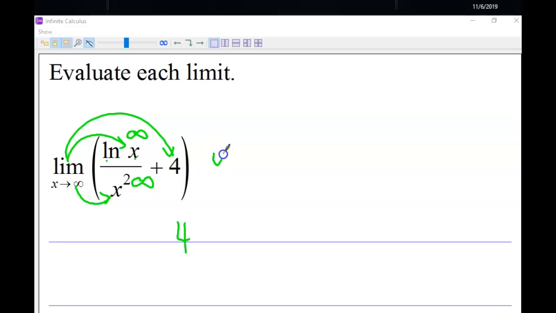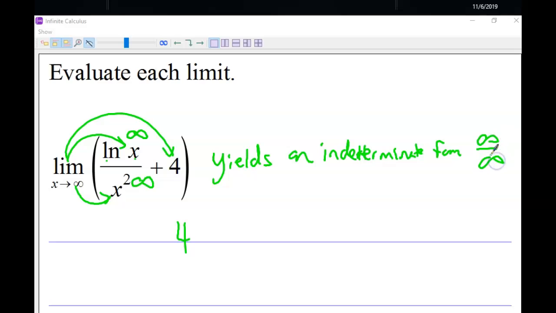So this yields an indeterminate form. And the indeterminate form we're looking at is infinity over infinity. So guess what we do now? We do L'Hopital's rule. Okay? So let's go ahead and apply that.